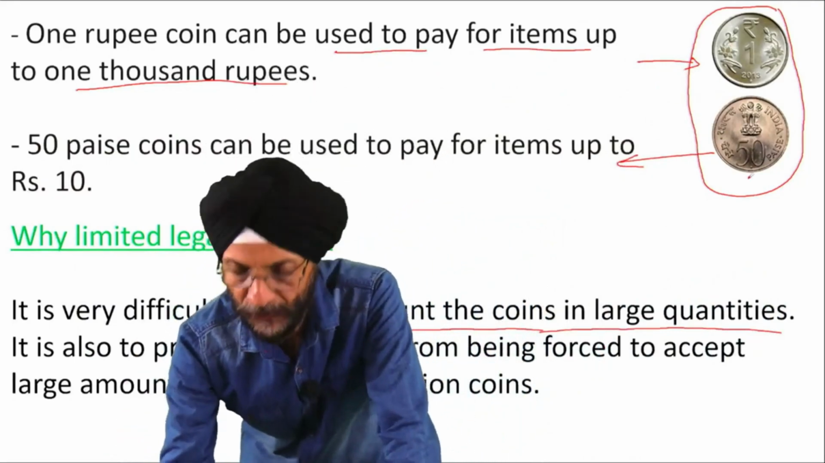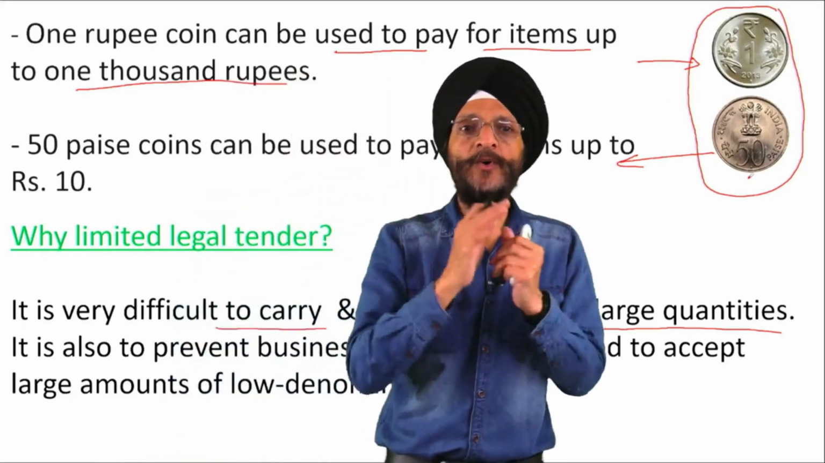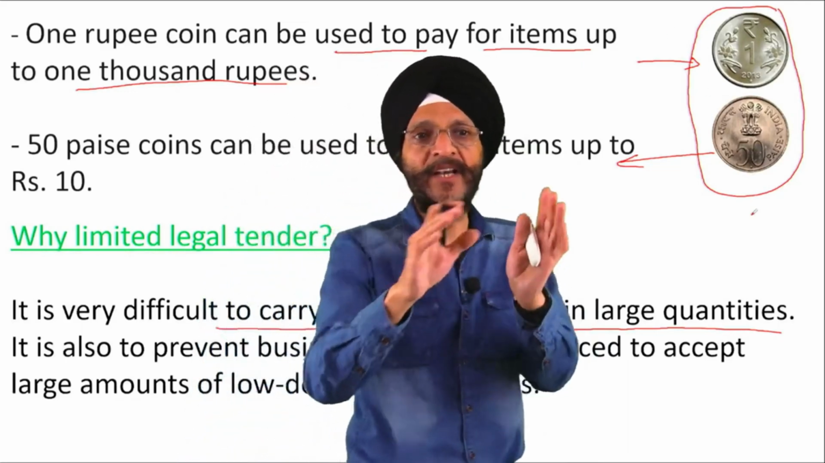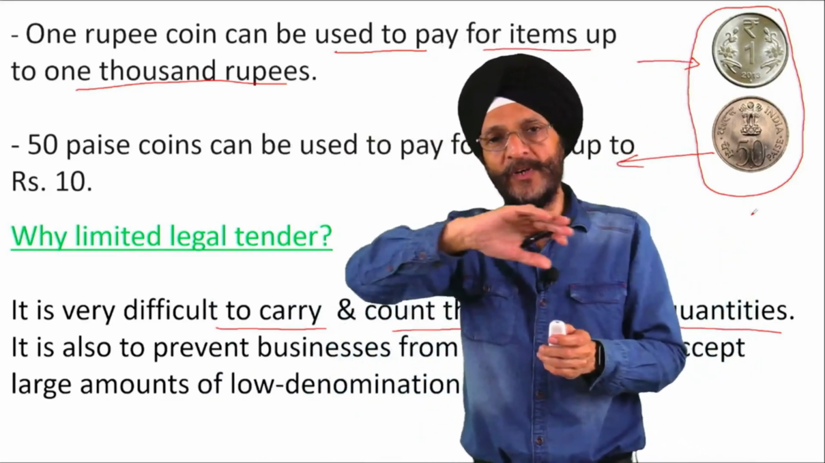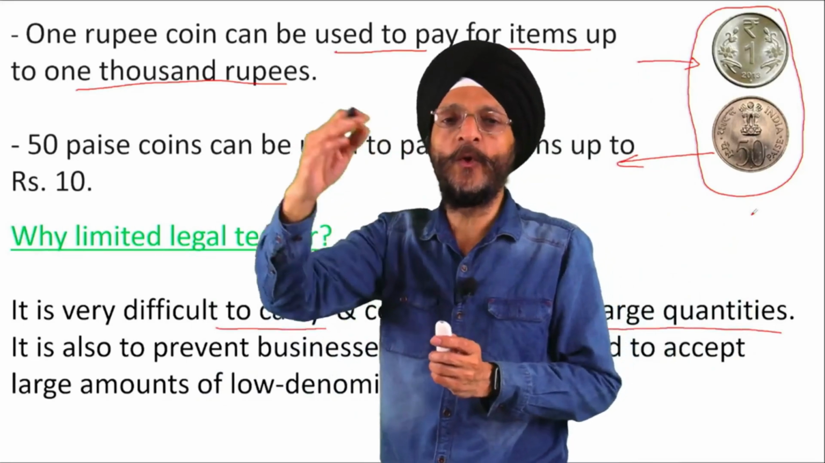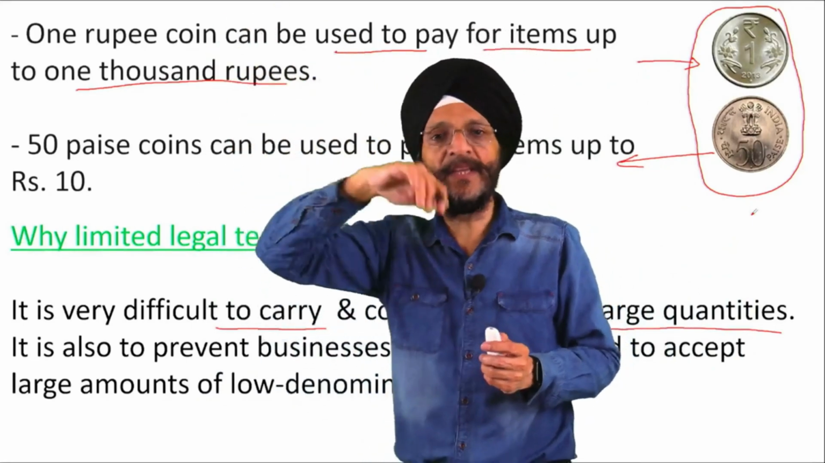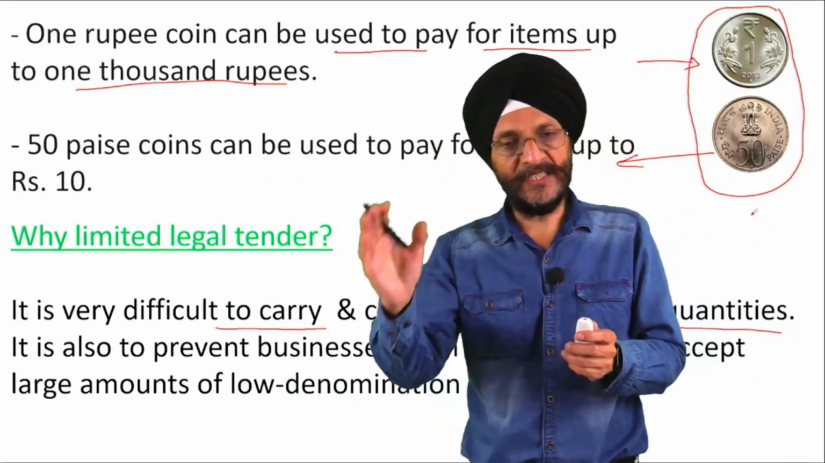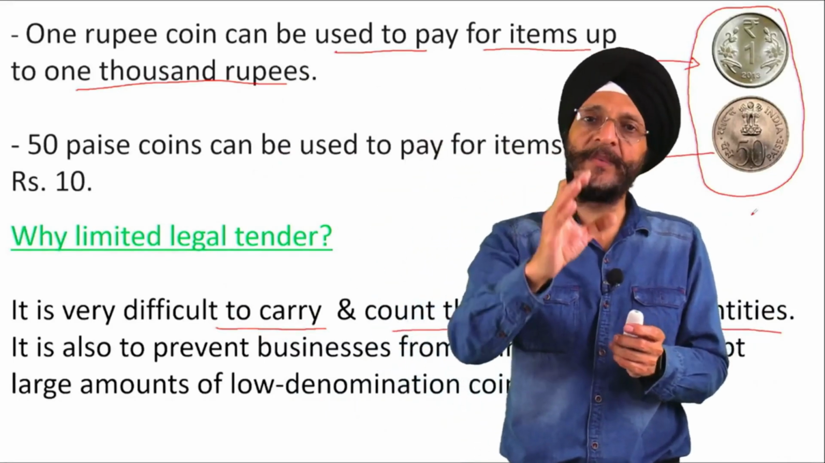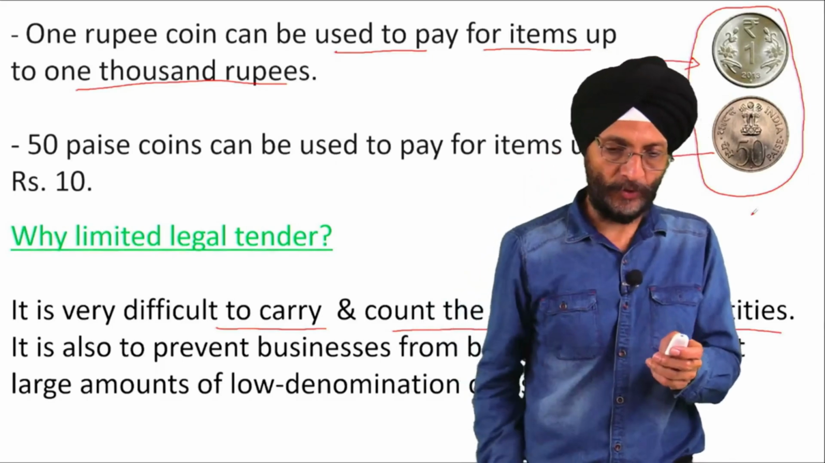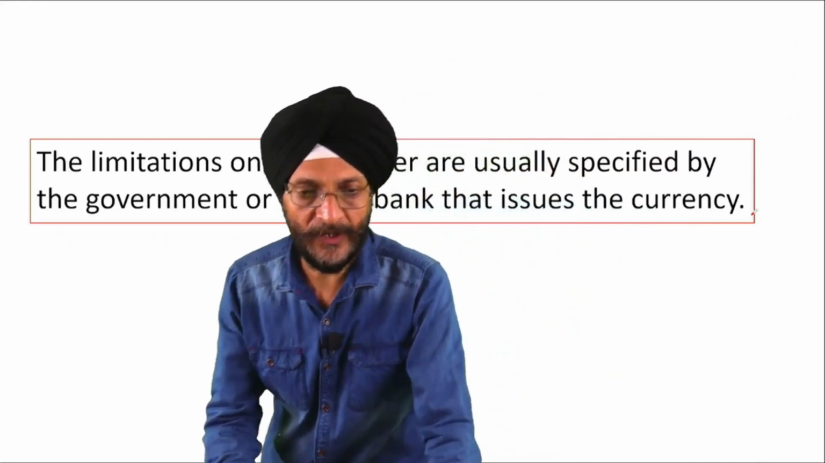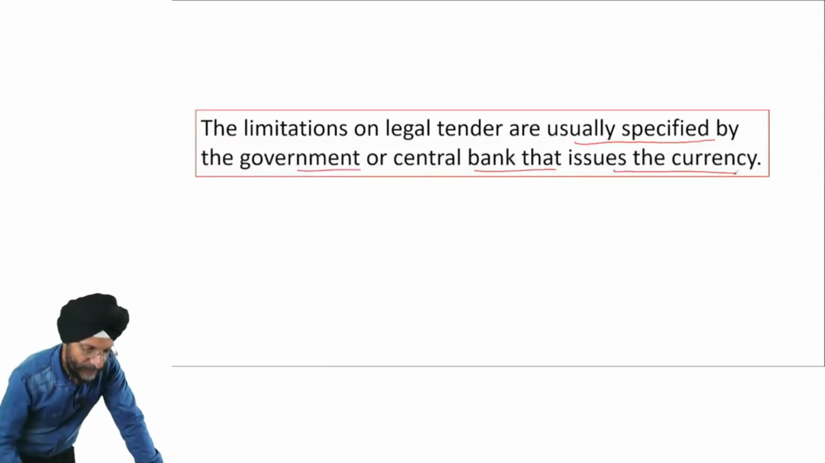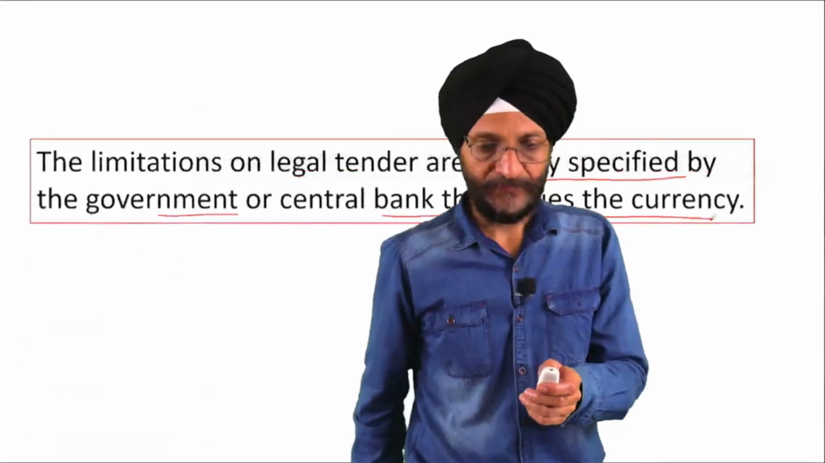So to avoid such a scenario, the government of India or the central bank has classified these coins as limited legal tender. That is, beyond a certain amount, these coins will not remain legal tender, and the seller may refuse to accept the same above a particular limit. These are acceptable up to a particular limit. These coins will remain legal tender up to a certain amount. The limitations on legal tender are usually specified by the government or central bank that issues the currency.